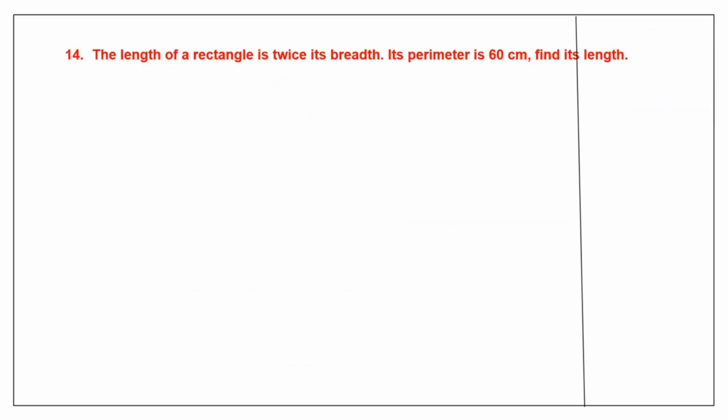Question 14. The length of a rectangle is twice its breadth. Its perimeter is given to us. Now we have to find the length. So let the breadth of the rectangle be x. So that means the length is twice its breadth, isn't it? So the length will be twice, means 2 into x, which is 2x. So we have the breadth, we have the length. Now we have to find the value of x.